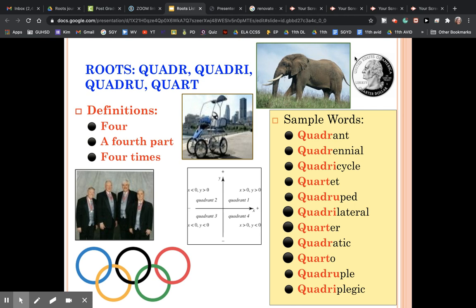Quadratic is an equation which includes numbers or quantities multiplied by themselves. Quarto is the size of paper made by folding a normal large sheet of paper twice to produce 4 sheets. Quadruple is to increase and become 4 times as big. And quadriplegic is someone who has lost the 4 major limbs of their body, 2 legs and 2 arms.